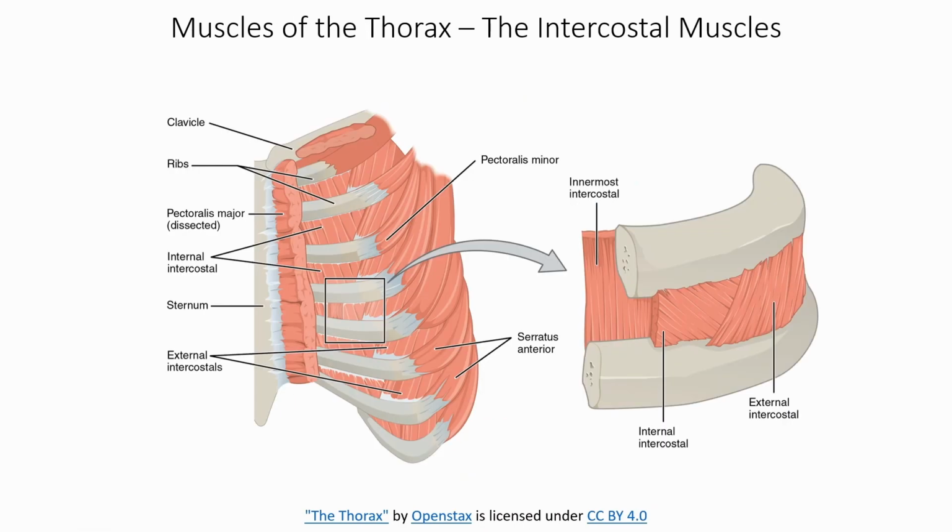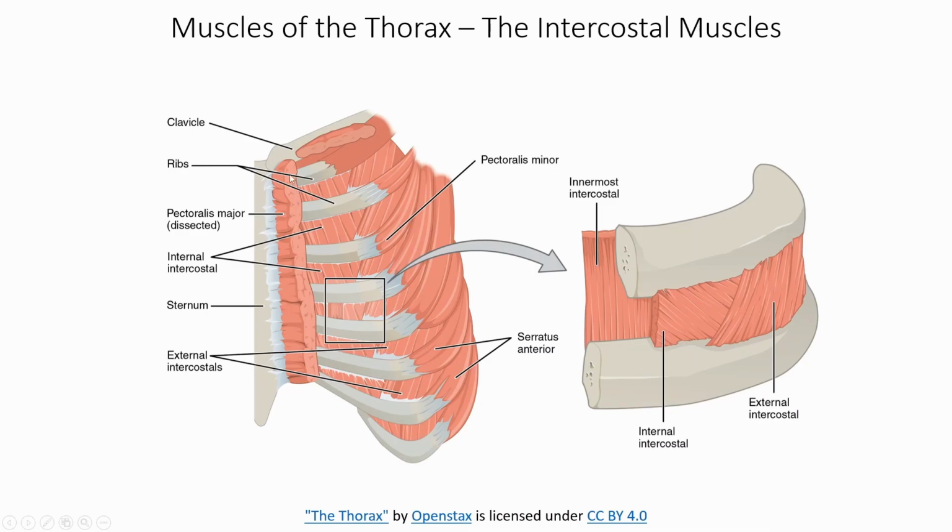If we look at the intercostal muscles, we have 3 layers. We have the external intercostal, the internal intercostal. You'll notice those muscle fibers run opposite of each other. The innermost intercostal runs straight up and down. We also have the serratus anterior, which kind of runs alongside and around on those ribs, right, just above the external intercostals.